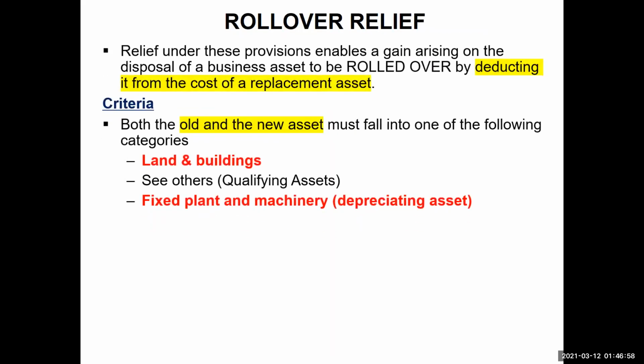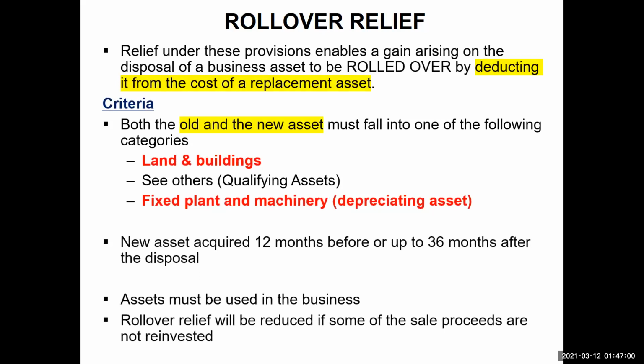Great. Now, again, on the rollover relief. Normally there are some criteria we need to identify. Any relief under these provisions will enable a gain which we have realized on the disposal of the asset to be rolled over. How? By deducting it from the cost of a replacement asset.